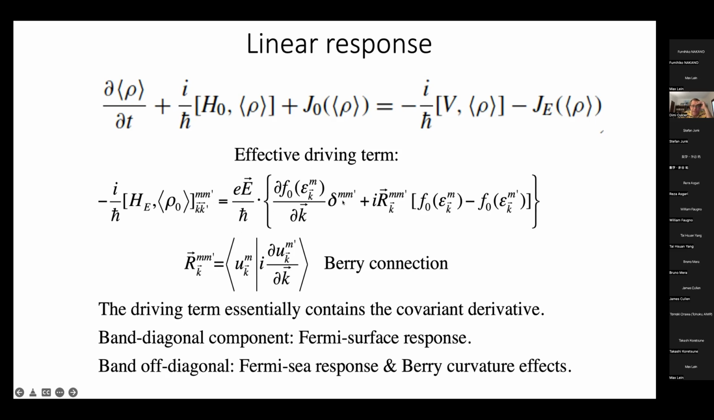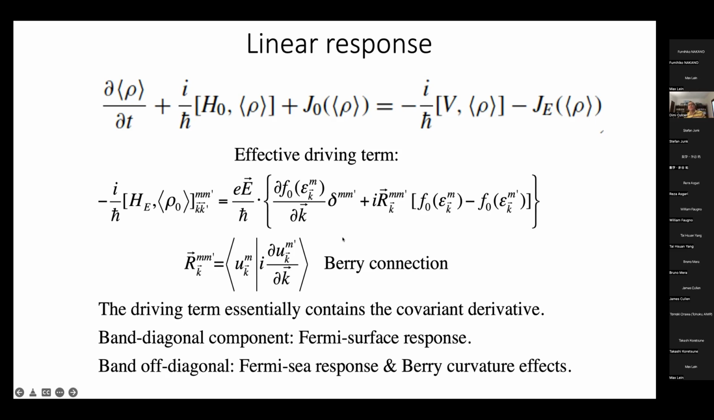I can decompose it very straightforwardly into a term that is diagonal in the band index, delta mm prime, where m is the band index. That's just the Fermi-Dirac distribution for each band, and ddk of that. That's the Fermi surface contribution. And then I can get a contribution which is completely interband. You can see that it depends on the occupation of the bands, F0 band m minus F0 band m prime. So if the bands are the same, this vanishes, and this term is mediated by none other than the Berry connection.